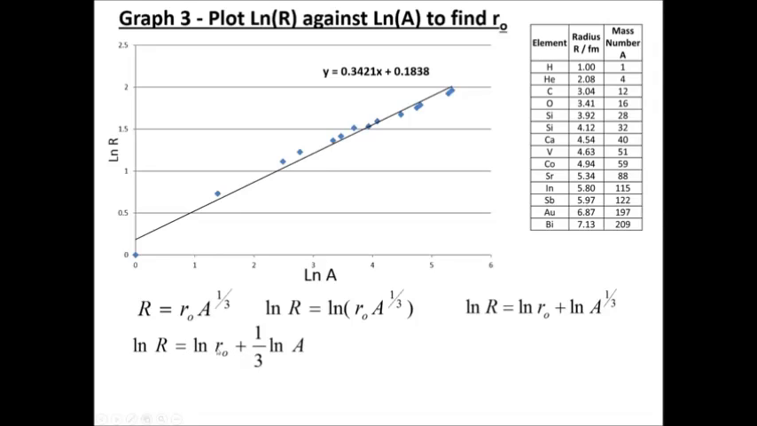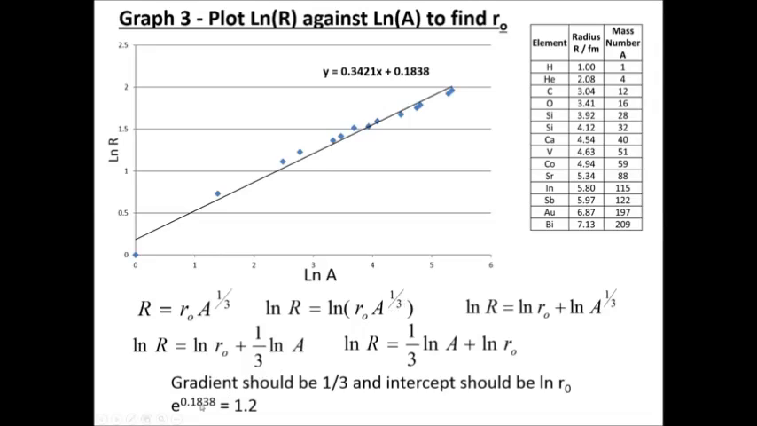And this is starting to look like y equals mx plus c. I've just moved the plus a third ln A over here, so now I've got y equals mx plus c. So if we plot ln R against ln A, our gradient should be a third, and our intercept should be the natural log of R0, the radius of a nucleon. Here's my Excel graph. Y equals 0.3421x, so that's not far off a third, is it? Plus 0.1838. If I put e to the power of 0.1838, I'll get 1.2, which again is in femtometers, so 1.2 femtometers.